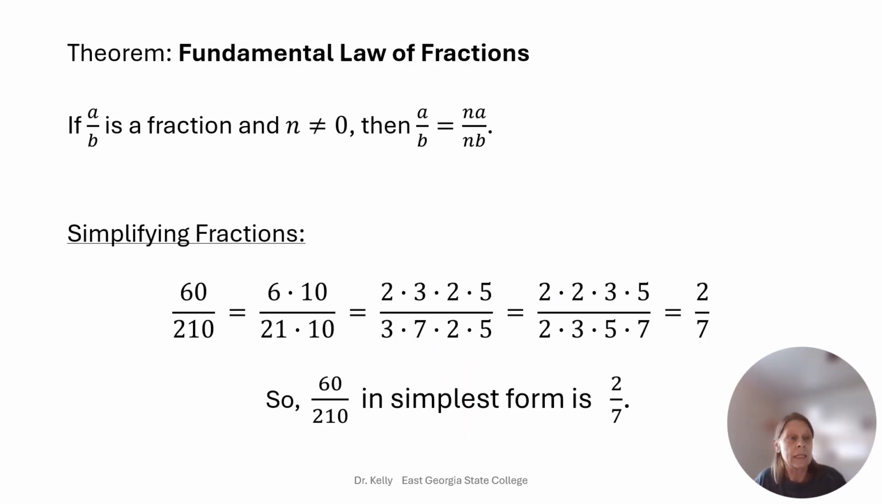Okay, the next thing is talking about the fundamental law of fractions. And remember, anytime the words fundamental and law are together, or either of those words, it means it is really, really important. So here it is. It says if A over B is a fraction and n is not equal to 0, this should also say B is not equal to 0 as well, then A over B is equal to n times A over n times B.